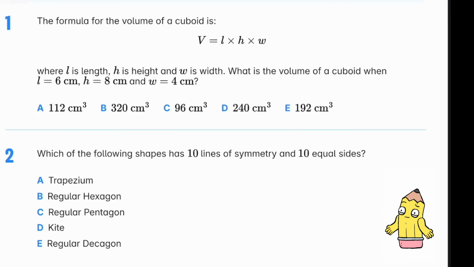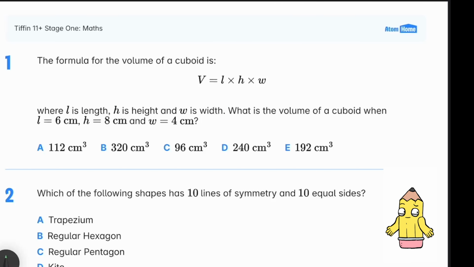The formula for the volume of a cuboid is V equals L times H times W, where L is length, H is height, and W is width. What is the volume of a cuboid when your length equals 6 centimeters, your height is 8, and width is 4 centimeters? To find the volume, we substitute the values of L, W, and H into the formula. So in this case, we have 6 multiplied by 8 multiplied by 4. And that gives us 192 centimeters cubed.